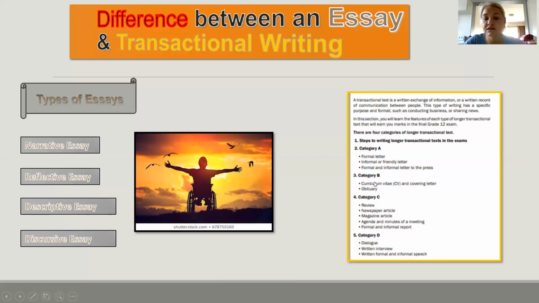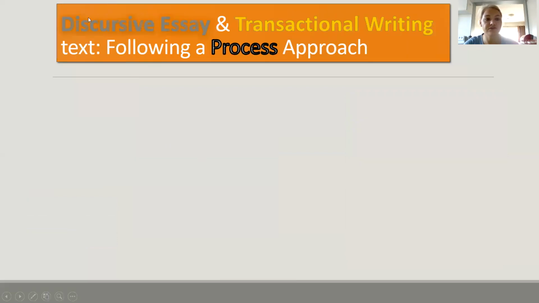You can also see that you need to be able to write a curriculum vitae and a covering letter. You are going to apply for a job one day. Then you must be able to write a review, newspaper article, a magazine article. You must be able to take agendas or minutes. And then you must also be able to write a dialogue, a written interview, a formal and informal speech. So we are going to look at a discursive essay first and transactional writing text following a process approach.